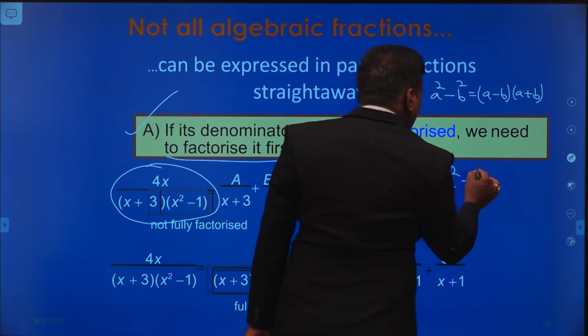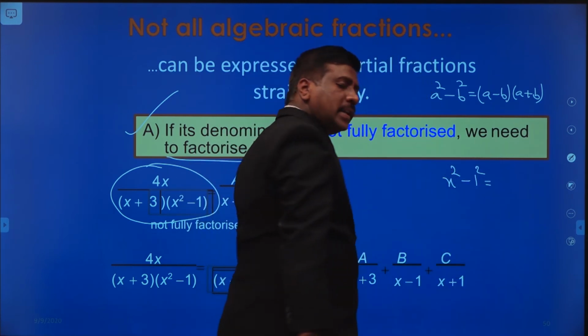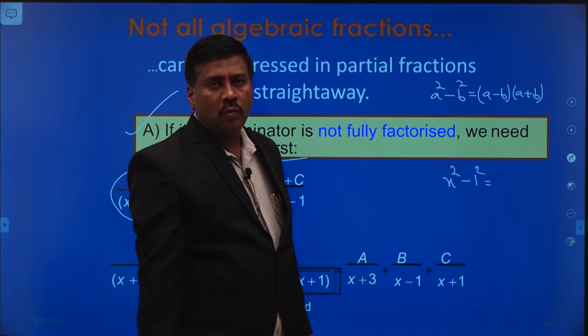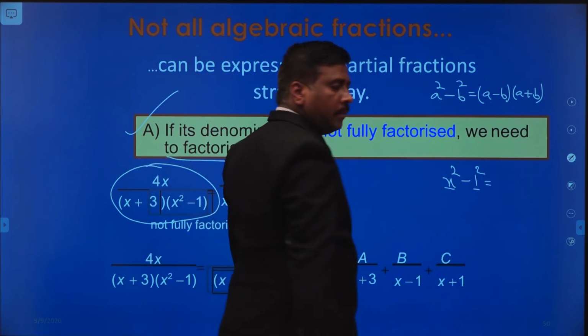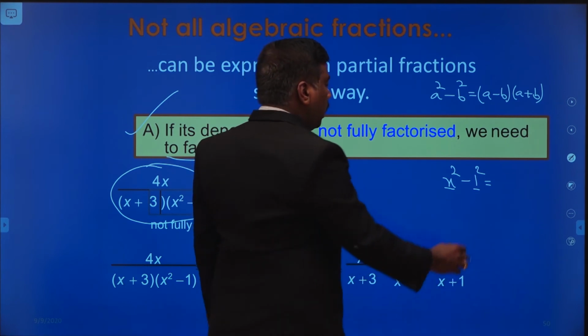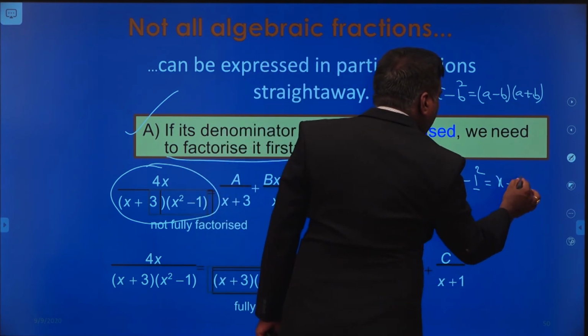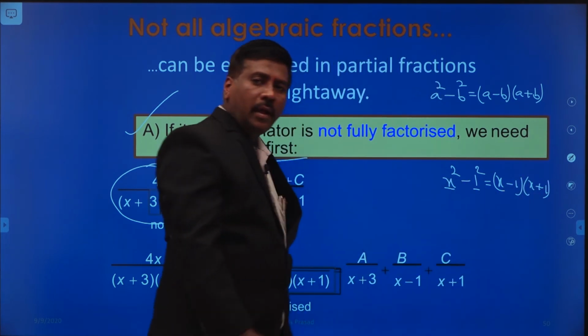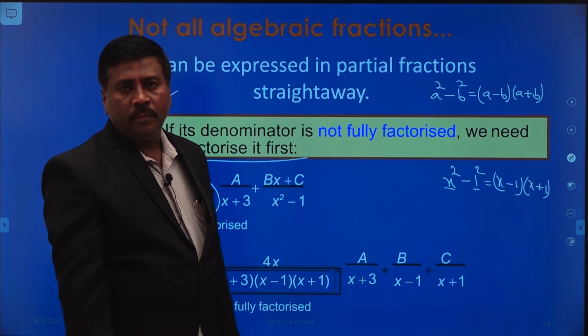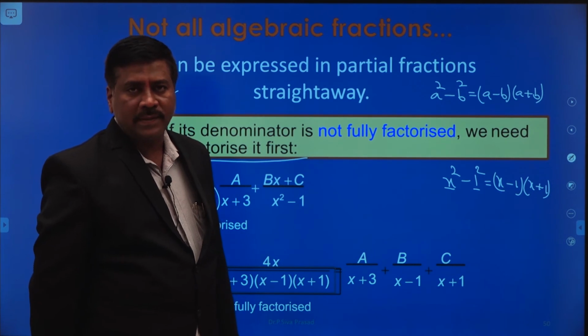Here also I have to write this as 1 square, for our convenience. Then this is in the form of a square minus b square, so I apply the formula: x minus 1 into x plus 1. This is called factorization. You have to do it by using the formulas.